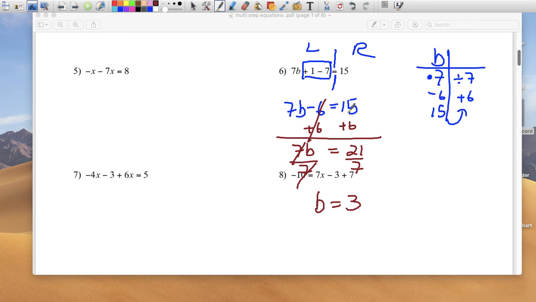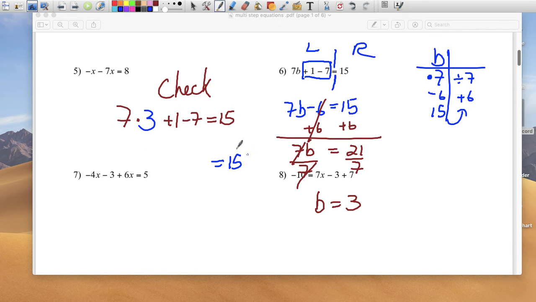So that's my answer. Your check, and again, we're going to replace the b with a 3. So I'm going to just change colors here. I'm going to put the number 3. So that's my expression. On the right side, there's nothing to do. It's already 15. And here, I'm going to have to do order of operations to make sure that the left side equals 15. So first thing we do is 7 times 3, which is 21.